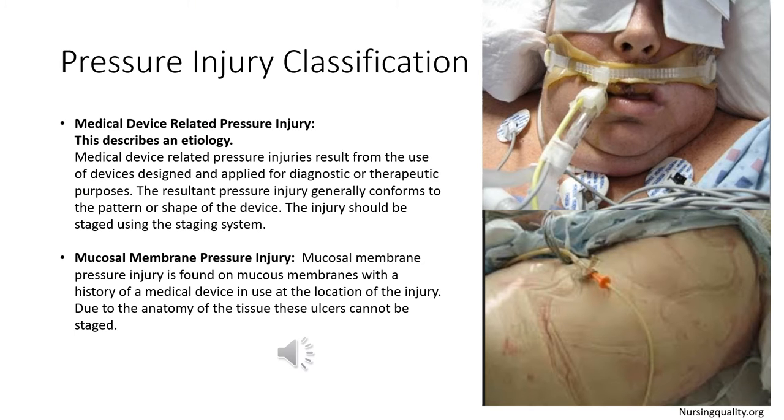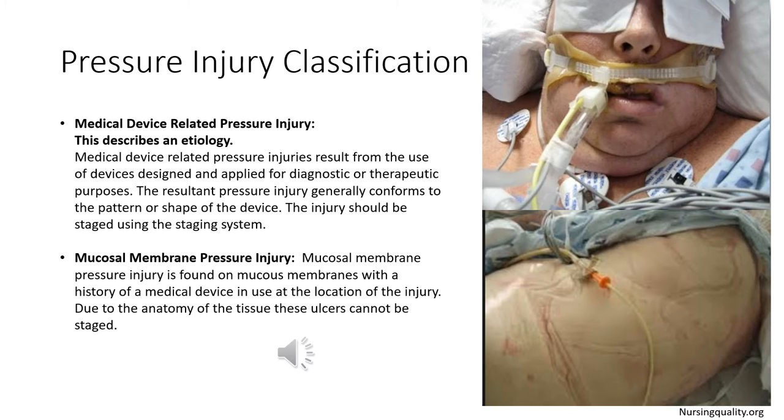A couple of years ago, the pressure injury staging was modified to include two new pressure injury classifications. The first one is a medical device related pressure injury. With this, the patient develops a pressure injury resulting from any type of medical device that's applied for diagnostic or therapeutic purposes, and it has a side effect of developing a pressure injury. The clue is that the pressure injury will be the exact shape or pattern of the device, and the injury should be staged using the staging system.